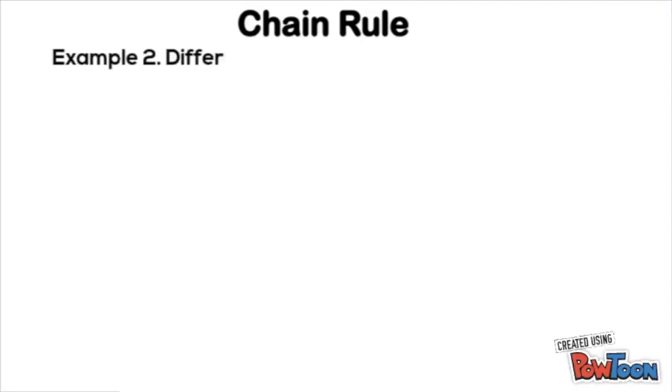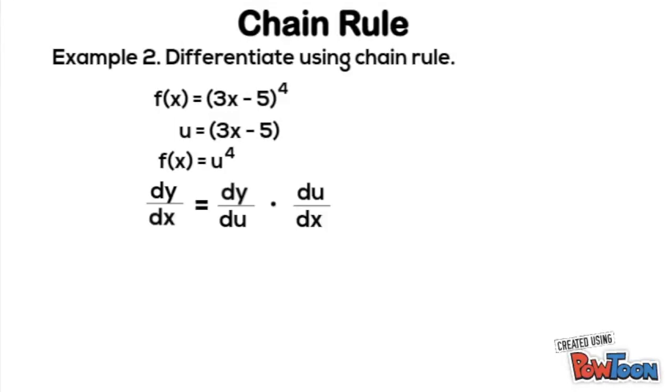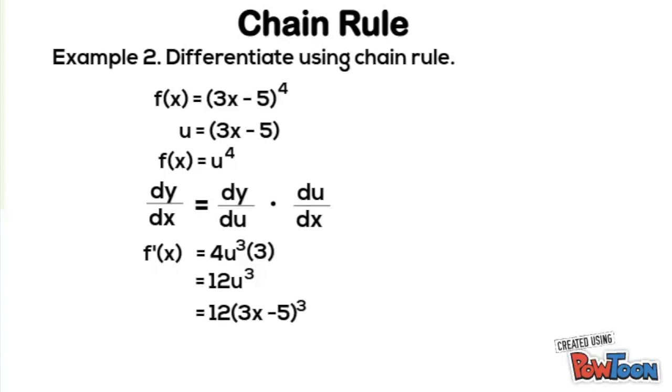Example 2. Differentiate using the chain rule the function (3x − 5)^4. Let u equal 3x − 5. Using the chain rule formula, it equals 4u³ times 3, which equals 12u³. Substitute the value of u, and the answer is 12 times (3x − 5)³.